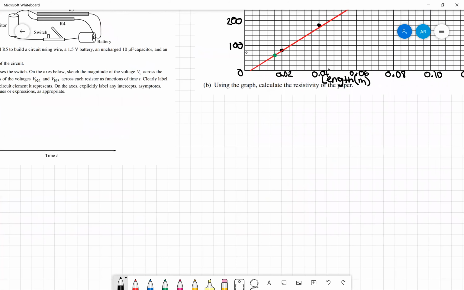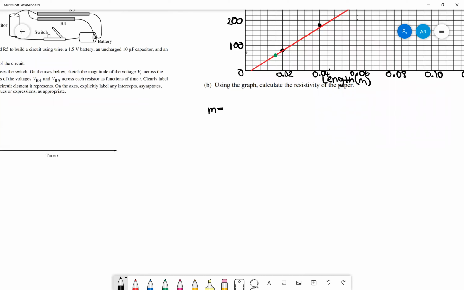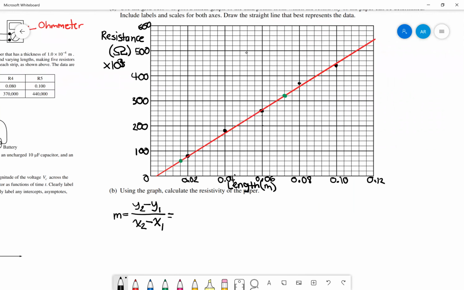The slope of the line is y2 minus y1 over x2 minus x1. Here is where you have to be really careful. Let's pick y2 as this point, point 2. You might be thinking it's 320, but that's wrong, because remember, we scaled this so it's easier to read. It's 320,000, or 320 times 10 to the 3. So y2 is 320 times 10 to the 3 ohms.